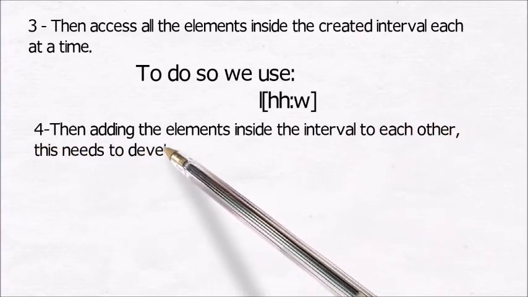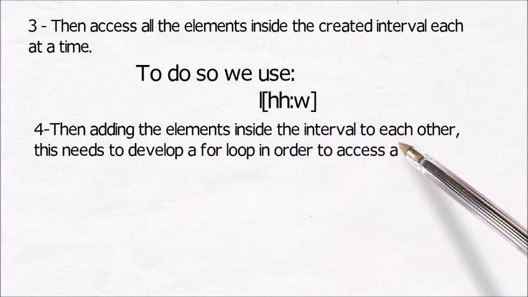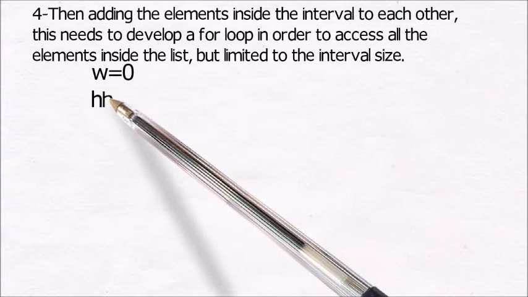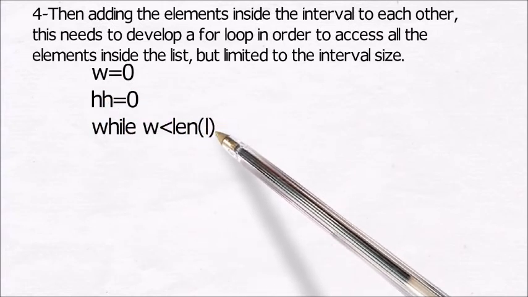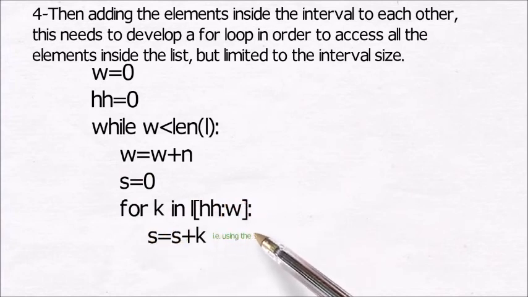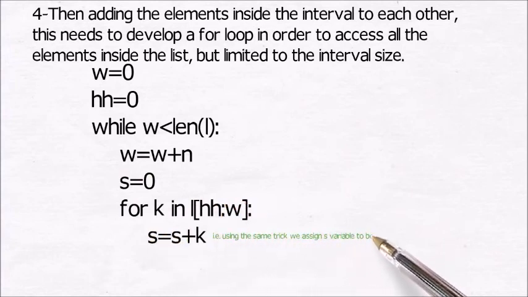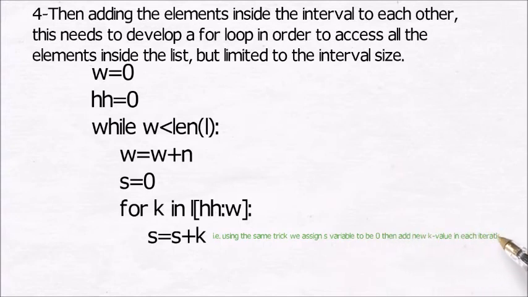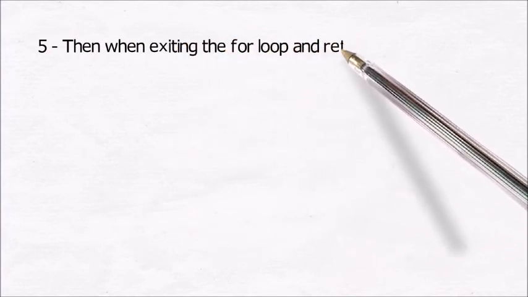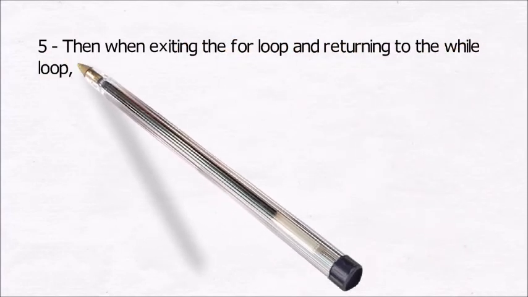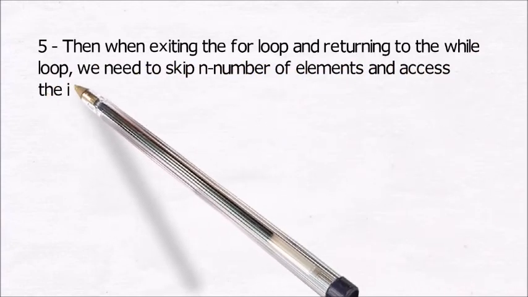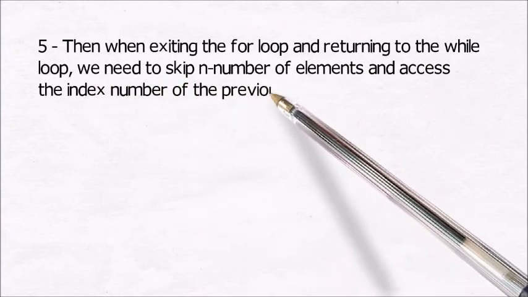This needs a for loop in order to access all the elements inside the list, but limited to the interval size. W equals 0, H equals 0, while W less than len of L. W equals W plus n, S equals 0, for K in L of H to W, S equals S plus K. We use the same trick of adding the variable to a variable equals 0 so as to add the values to each other. Then when exiting the for loop and returning to the while loop, we need to skip n number of elements and access the index number of the previous value plus n.